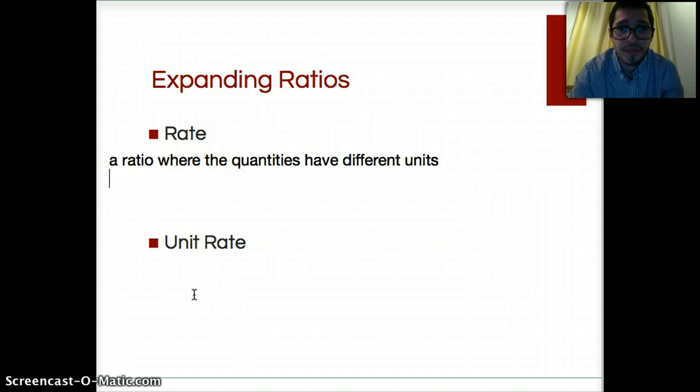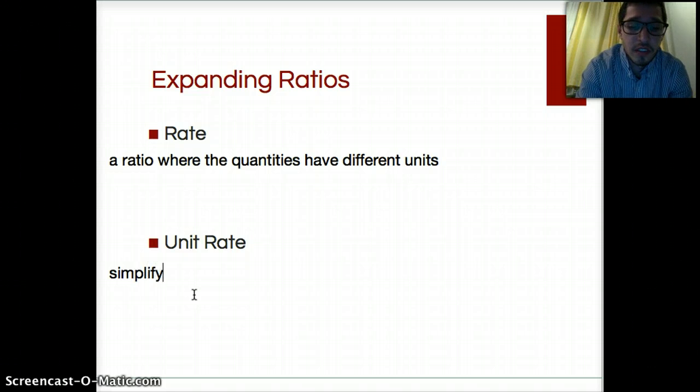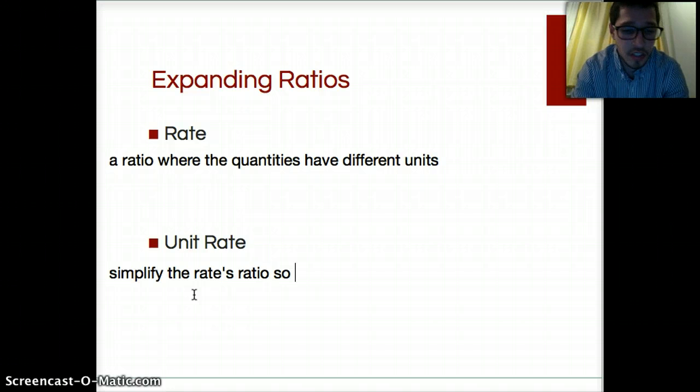Unit rate. A unit rate is really just simplifying the rate's ratio so that the denominator will equal 1. I'm going to write that out too. Simplify the rate's ratio so that the denominator is equal to 1.